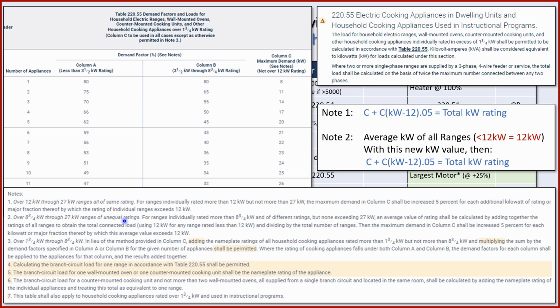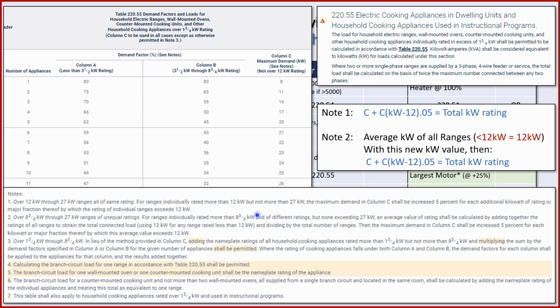Now let's take note 1 first. Note 1 says, for ranges individually rated more than 12 kW, but not more than 27 kW, the maximum demand in column C shall be increased 5% for each additional kilowatt of rating or major fraction thereof by which the rating of individual ranges exceeds 12 kW. Okay, now this is why people's eyes gloss over when they're reading this, because it gets a little bit confusing. It's just a lot of information in one problem, and that's just this one. It gets worse as we get further down.